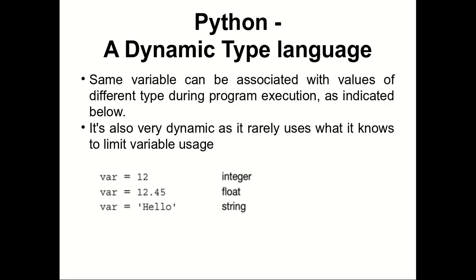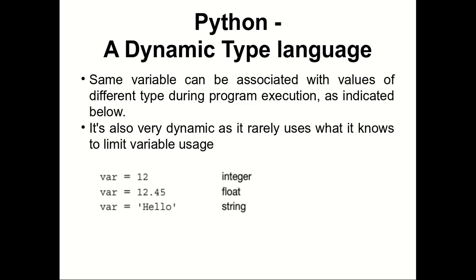Now Python is also known as a dynamic type language. Why? The same variable can be associated with values of different types during the program execution. It is also very dynamic because it rarely uses what it knows to limit the variable usage. This is a new thing which was not there in the previous simple programming languages like C, C++, Java. A same variable can be used to store any type of data. That makes it a dynamic type language.